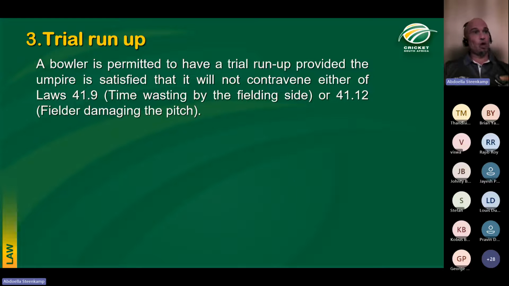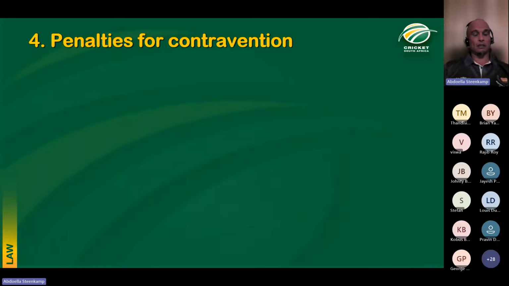When it comes to a trial run-up, you'll often find bowlers wanting a quick trial run-up just to see if they have their strides in place. You'll allow it as the umpire, as long as this trial run-up doesn't waste time. So you take the match situation into account, and you need to make that judgment call whether the fielding side or bowler is trying to waste time or not, and if the bowler is trying to damage the pitch. Otherwise, allow the bowler a trial run-up.